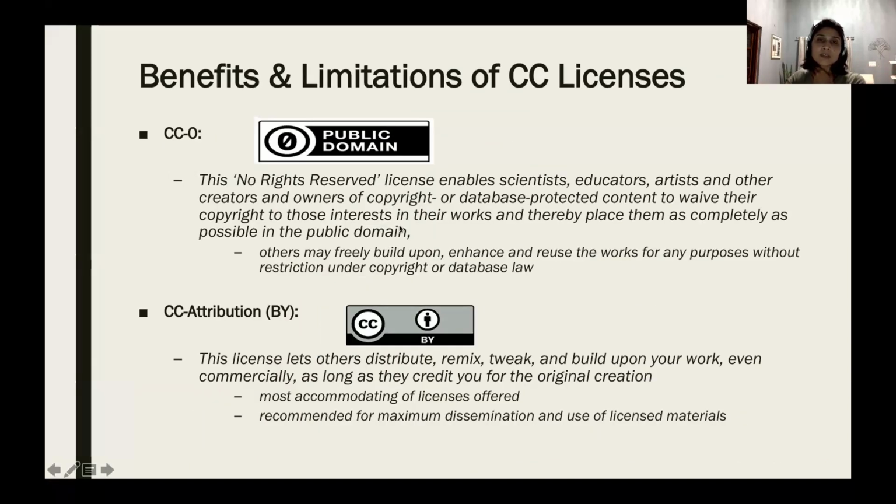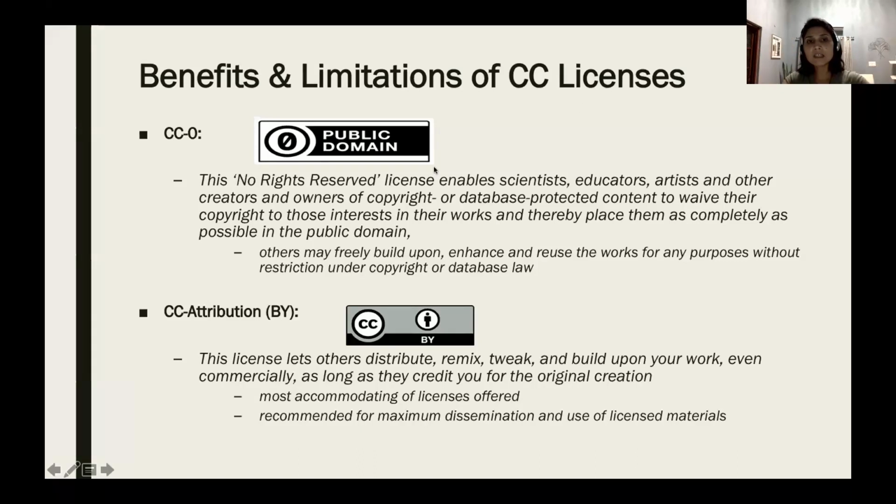Now coming to this particular slide, I've put up the benefits and limitations. I will skip this because I've already spoken about this in the previous slide. But the PPTs will be available, and if you want a more detailed understanding of each license, you can just go through it.